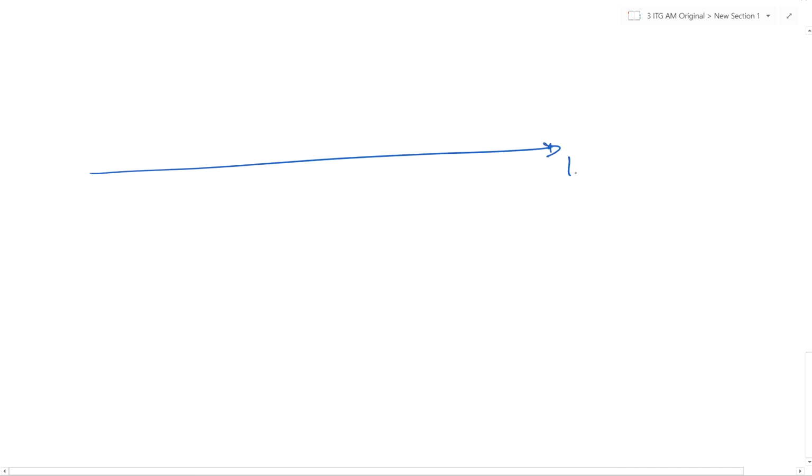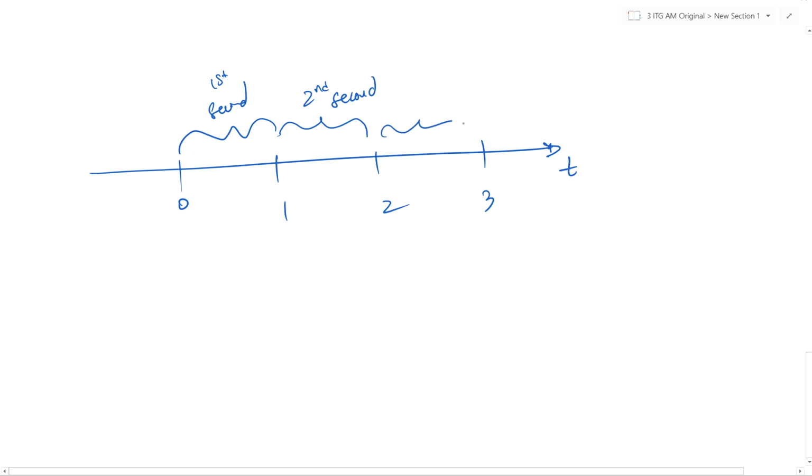This is now my timeline. From time equals 0, 1, 2, 3. The first second refers to this part, from time equals 0 to time equals 1. This is the second second. This is the first second. And then this is the third second. Okay? Better? Now next, and our final question, 11.